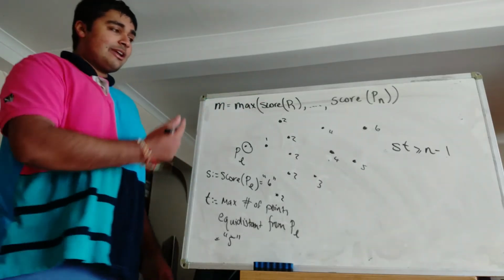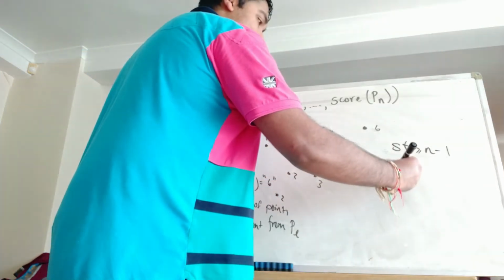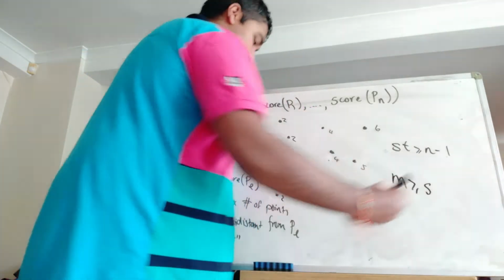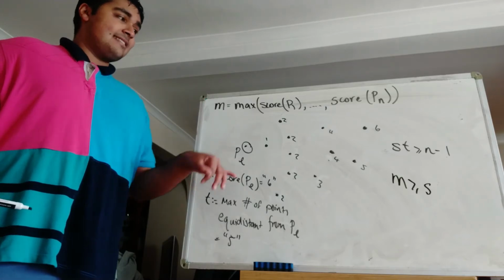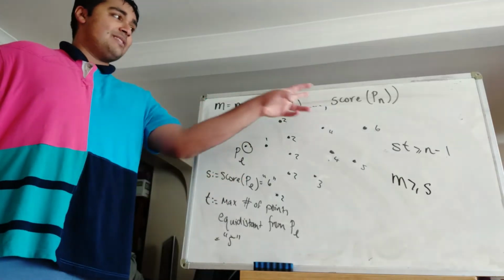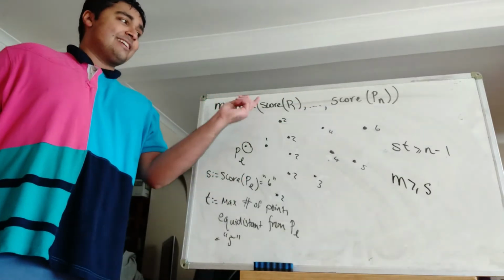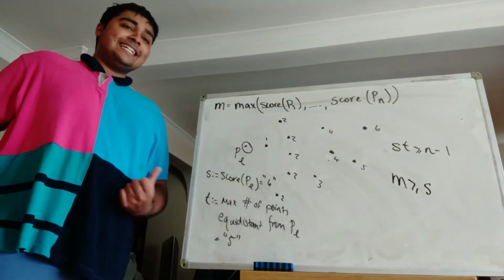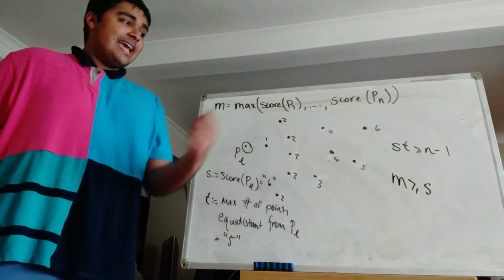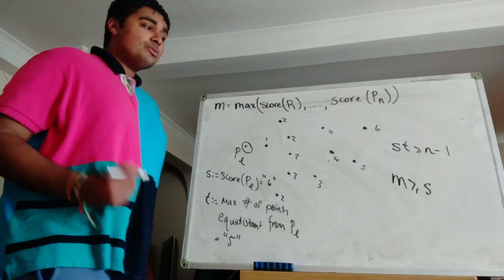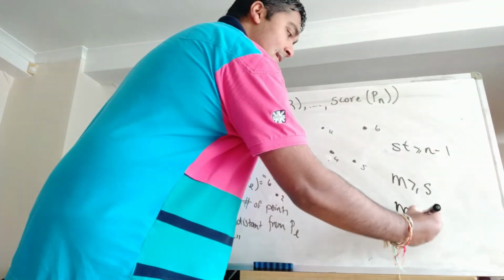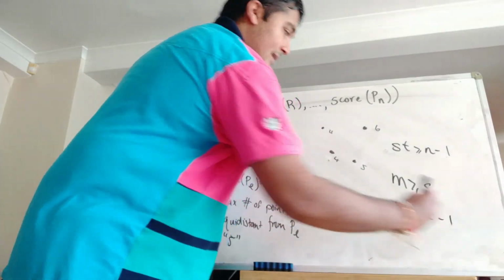But also, if we have a look at m, m is clearly going to be bigger than s, because s is the score of PL, and clearly just from this thing here, we must have that m is bigger than or equal to all of these guys here. So in particular, it's bigger than or equal to the score of PL, so m is bigger than or equal to s, but also we get that m is bigger than or equal to t minus 1.